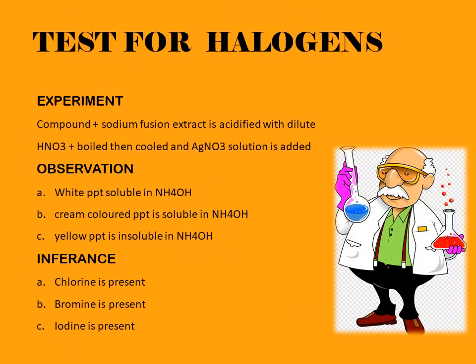Test for halogens. We will take the given compound, add sodium fusion extract, acidify with dilute nitric acid, and boil the test tube. Then cool it and add silver nitrate solution. If the white precipitate is soluble in ammonium hydroxide, chlorine is present. If the cream colored precipitate is soluble in ammonium hydroxide, bromine is present. And if the yellow precipitate is insoluble in ammonium hydroxide, iodine is present.